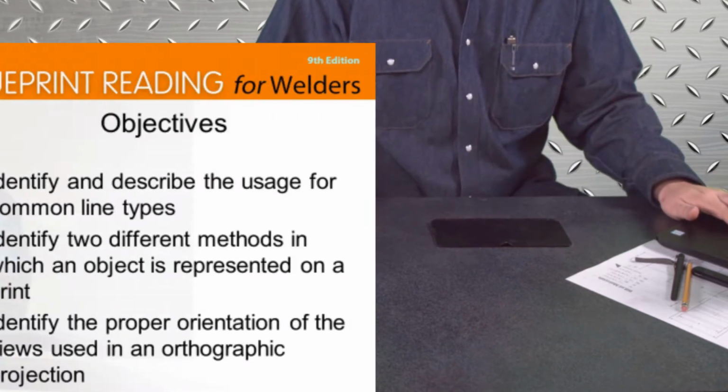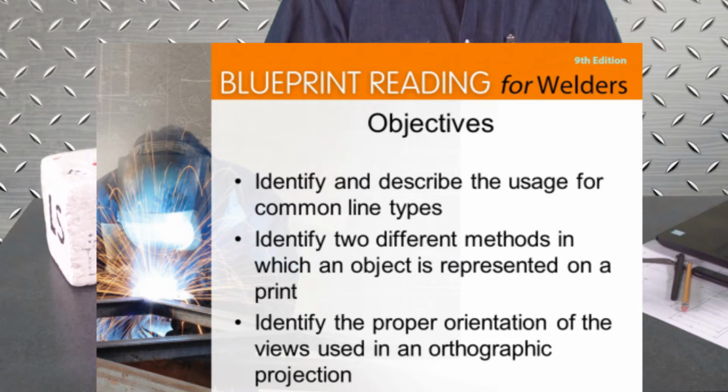So one of the objectives of this chapter is that we're going to identify and describe the uses of common line types, and we're going to identify two different methods in which an object is represented on a print. We're going to identify the proper orientation of the views used in an orthographic projection. All right? Orthographic projection just being three different views of an object.